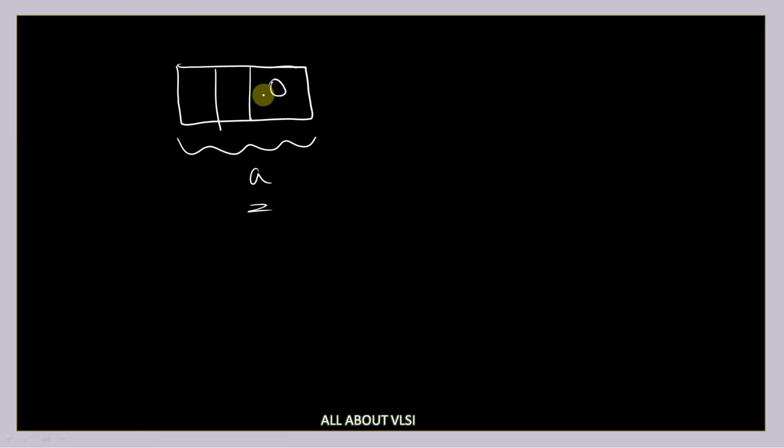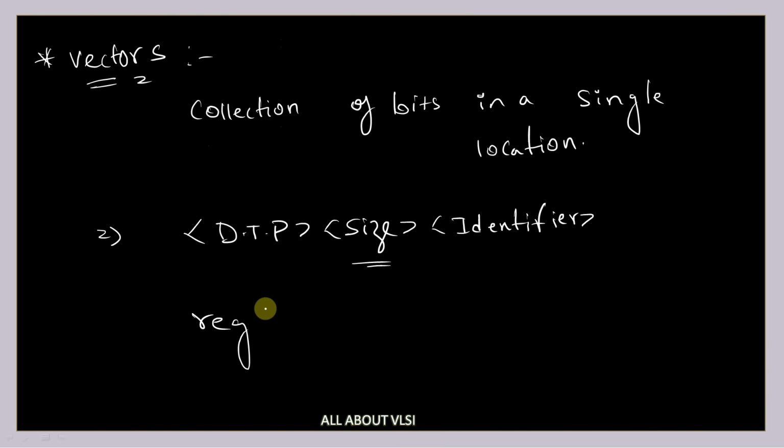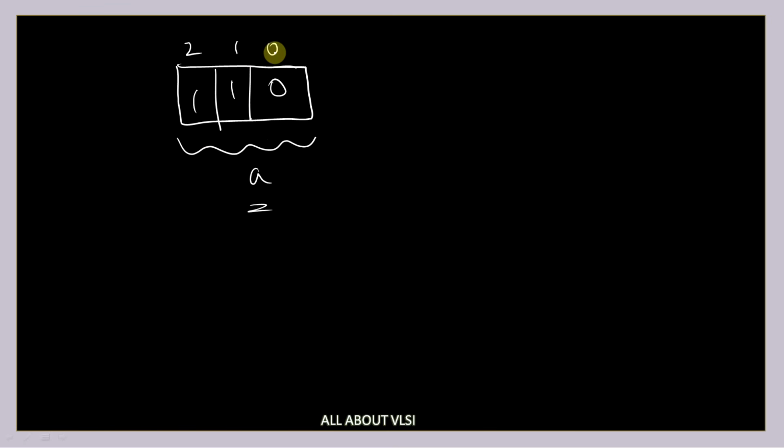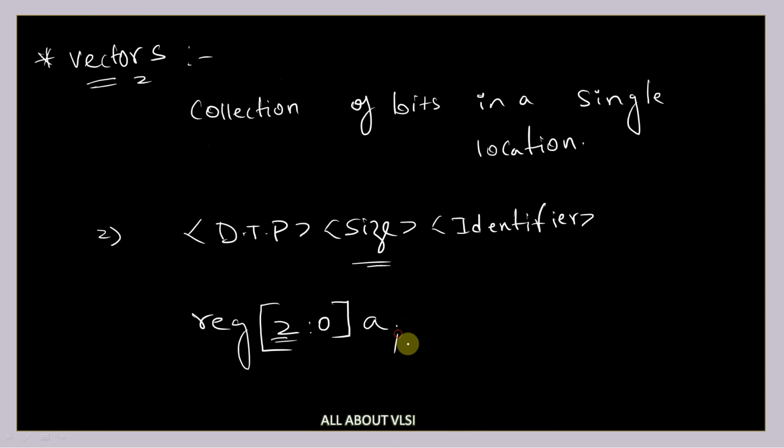Okay, let's say this is 0 1 1. It can hold 3 bits of data. Now what we are going to do is we are going to have the indexes. For this we can have 0 1 2 as our indexes. So we are going to mention those particular indexes here within the square brackets. 2 down to 0 is the size, where 2 is the index given for the MSB and 0 is the index which is given for our LSB, followed by the variable a.